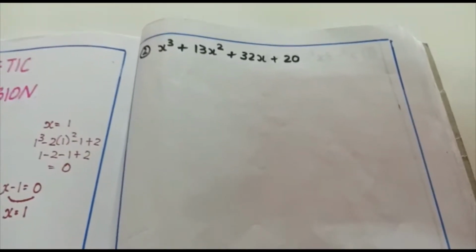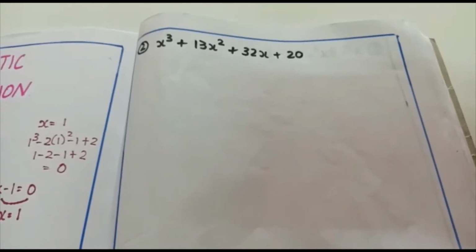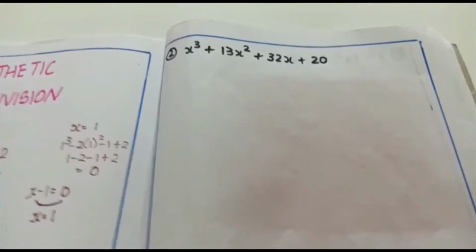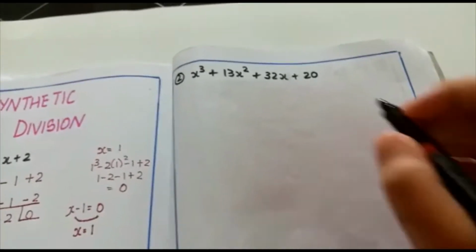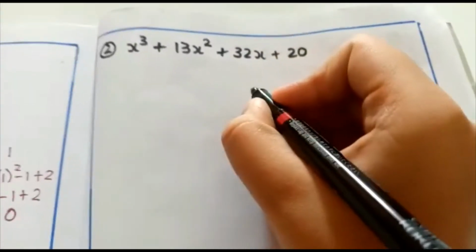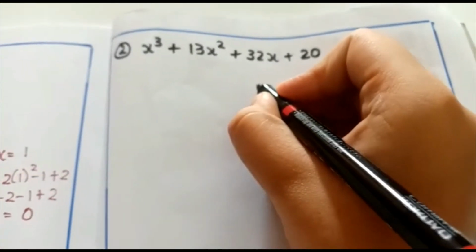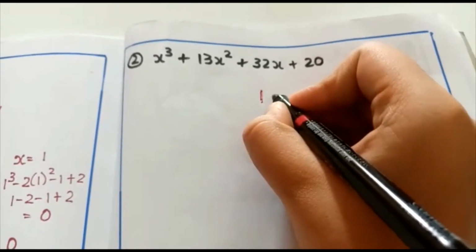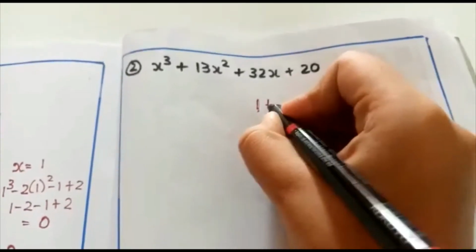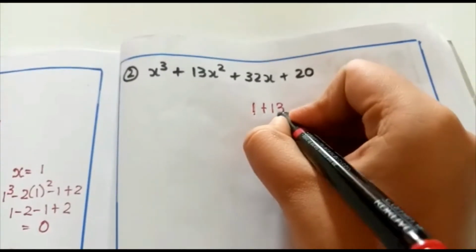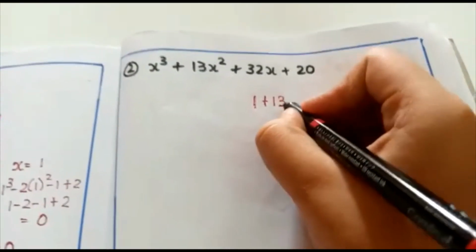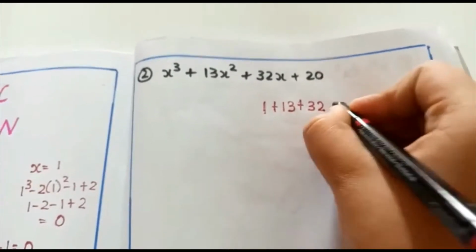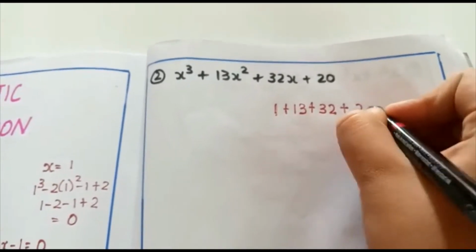Second question is x cubed plus 13x squared plus 32x plus 20. So as I said, our first step is to write the coefficients. So the coefficient of x cubed is 1. The coefficient of plus 13x squared is plus 13. The coefficient of plus 32x is plus 32 and the constant 20.